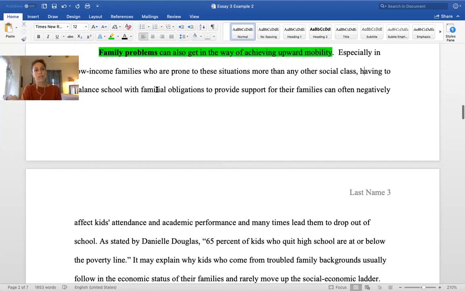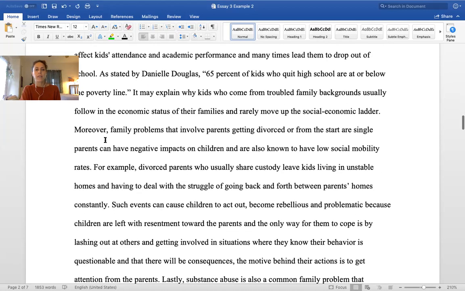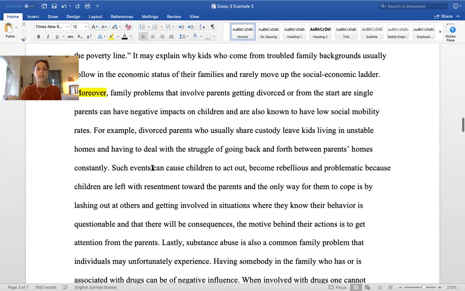Balancing school and family obligations. Okay, as stated by Daniel Douglas, 65% of kids who quit high school are at or below the poverty line. It may explain why kids who come from troubled family backgrounds usually fall in the same economic status as their families and rarely move up the social ladder. Okay, so we have moreover, which shows our second example. In family problems that involve parents getting divorced or from the start are single parents can have a negative impacts on children and are also known to have low social mobility rates.